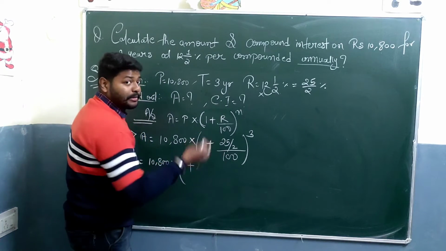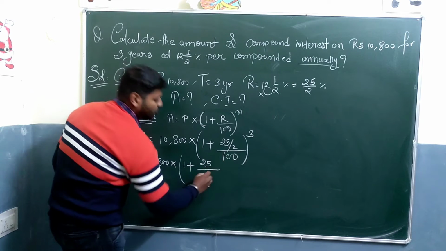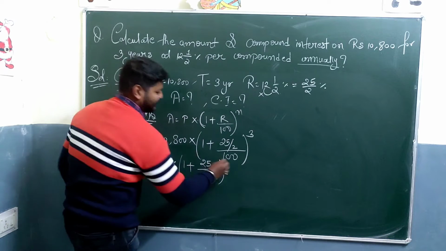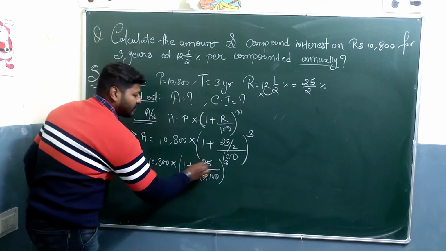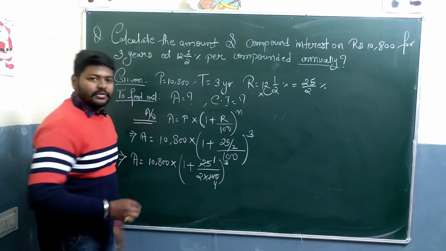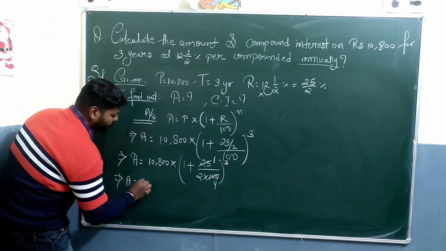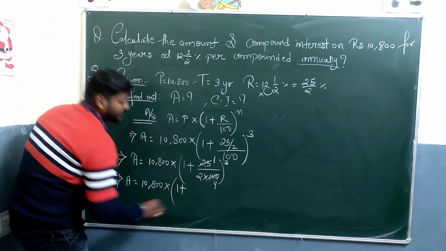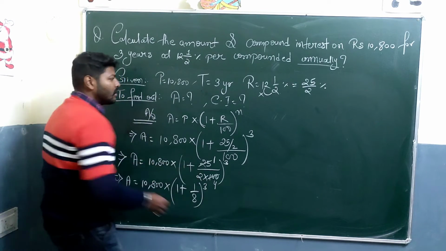So amount is equal to 10,800 into, if we convert the denominator and numerator into the same form, the numerator will be 25 upon and the 2 will come down because it is the denominator. We know the table of 25: 25 ones are 25 and 25 fours are 100. We cut these values, so now we get A is equal to 10,800 into (1 plus 1 upon 8) power 3.